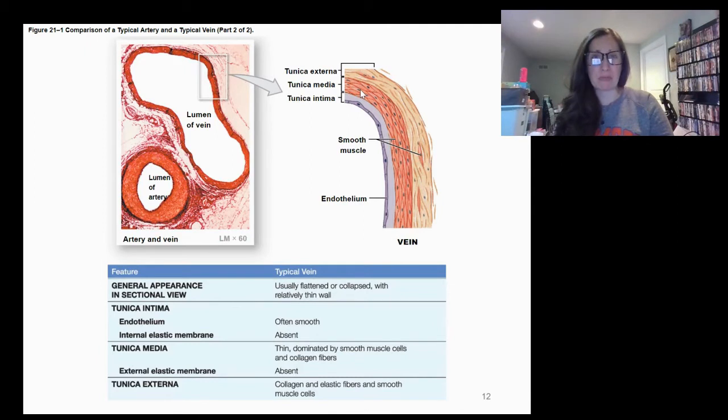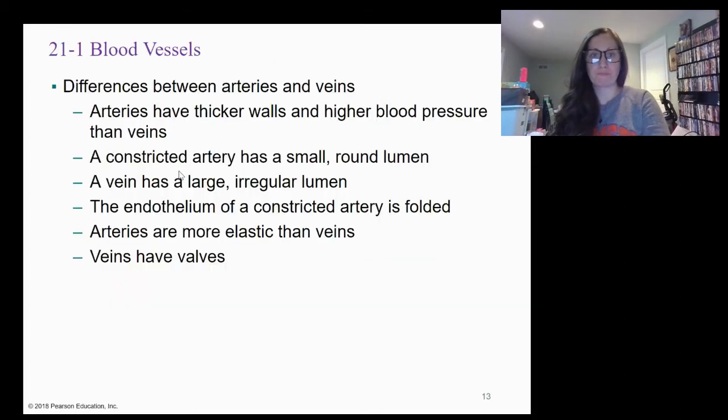But notice that the tunica media is significantly smaller, so you have definitely less smooth muscle there. And again, that's because you're not trying to generate as high of a pressure. It's not as urgent to get that oxygenated blood out. And then we have the tunica intima, again, facing the lumen side. And so you can see the difference between the vein and the artery from that microscope view.